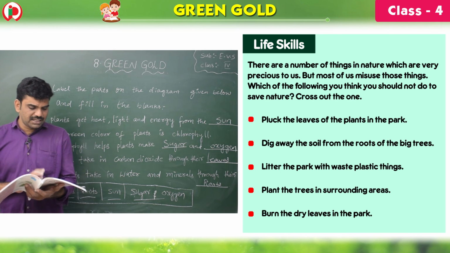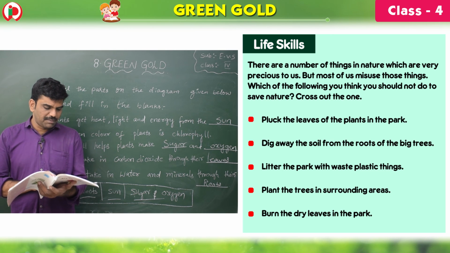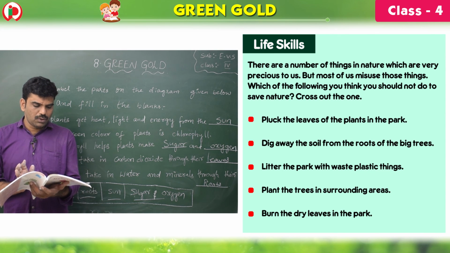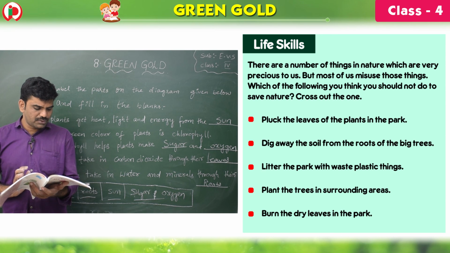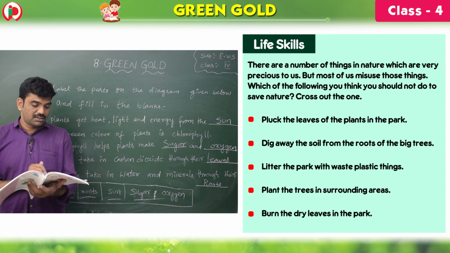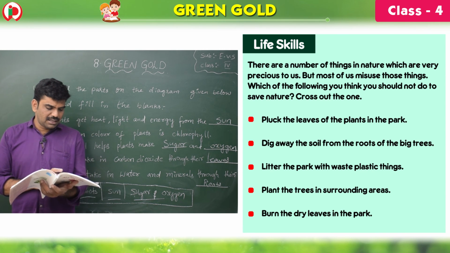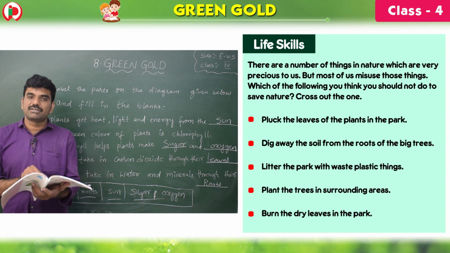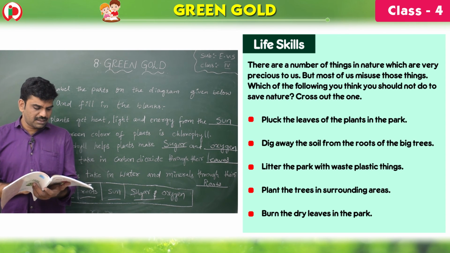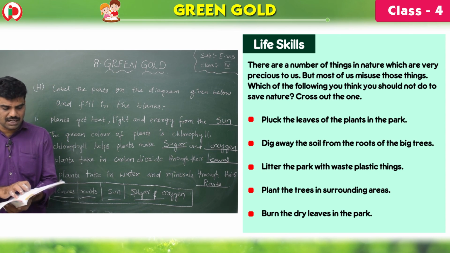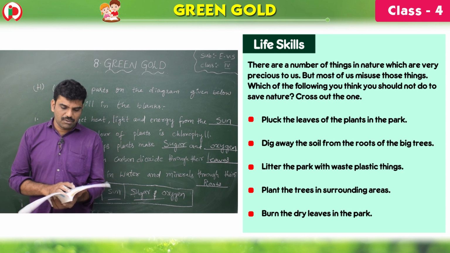We should plant the trees. That is the right mark. The remaining things are wrong mark. You should not pluck the leaves of the plants. You should not dig away the soil from the roots. You should not litter the park. You should not burn the dry leaves. So that is the crossing. You should cross the first one. You should not do that one. Cross. So plant the trees in the surrounding area is the right one. So you have to plant the trees. So this is the life skills and the above one is the project work. Okay, children. Thank you.